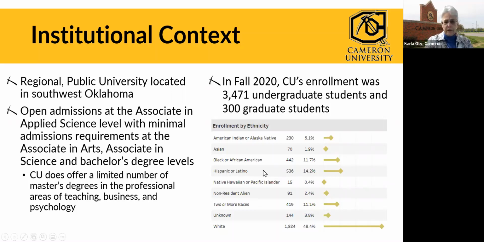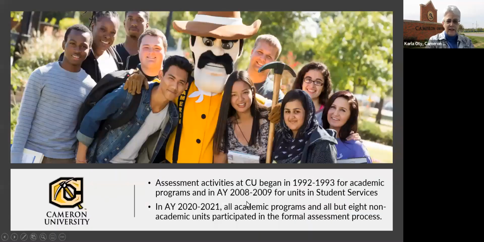And you can go to the next slide, Tisha. Just a little bit of background. So like all of you, you probably began your assessment activities at the program level many years ago, and we started in 1992-93. And then in 2008, 2009, we started our student services. Just as a little bit of context, in academic year 2020-2021, we had all academic programs and all but 8 non-academic units. So we do have most all of our non-academic units also participate in the assessment process. We're not really going to talk about that today. We are going to talk about general education.